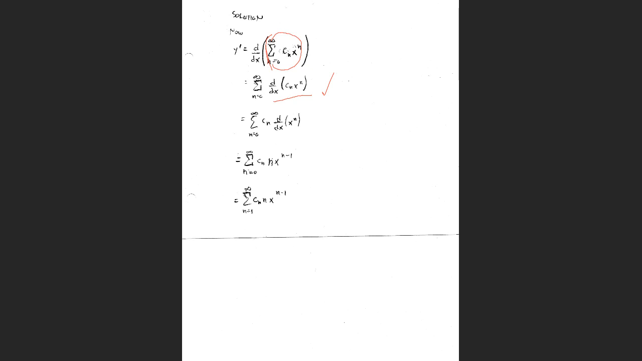So then, we just use our calculus and we get down to here. Now, something interesting happened here. The index started at n equals 0, and now it got changed to n equals 1, just like that. Think about that. Why are we able to do that?